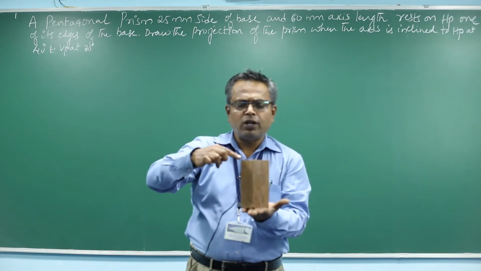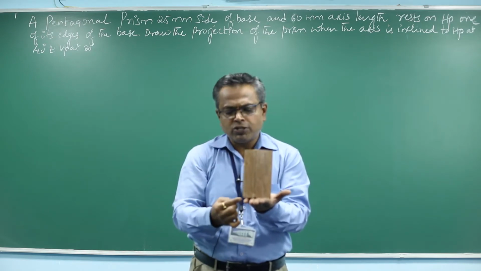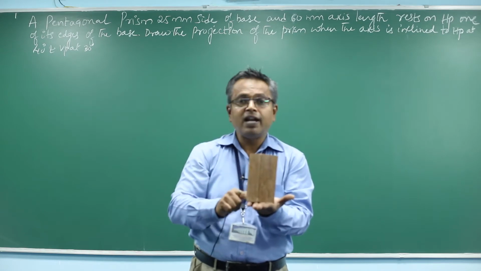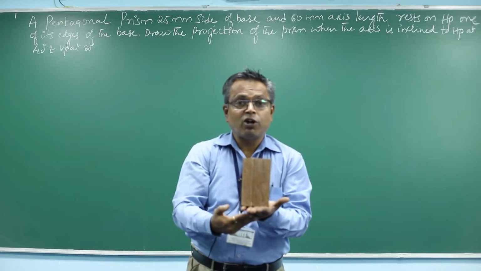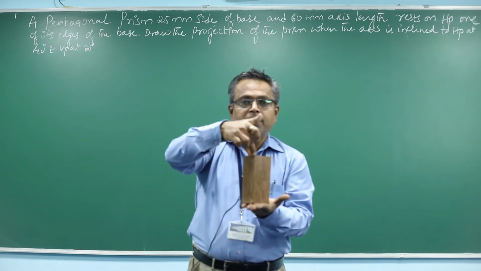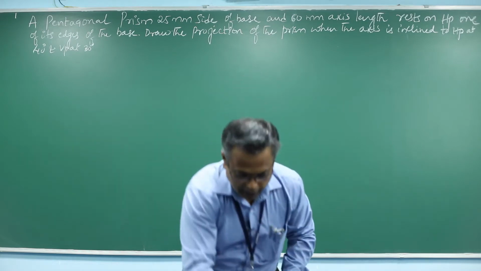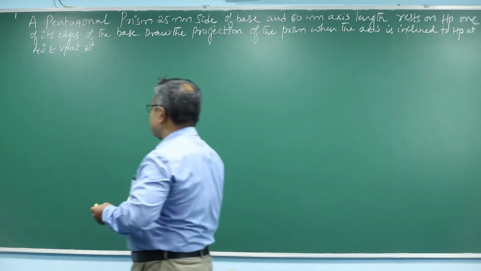Call the top face corners A, B, C, D and E, and the bottom face corners A1, B1, C1, D1 and E1. In the top view, I can see the top face corner, but the bottom face corner is not visible. That means A is visible, A1 is not visible, the corner B is visible, but B1 is not. Like that, initially you draw the top view and front view of the pentagonal prism.